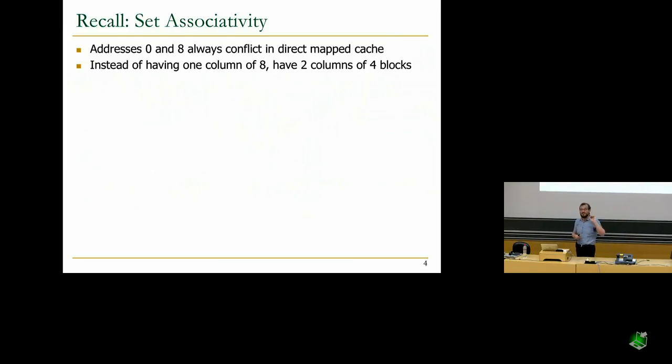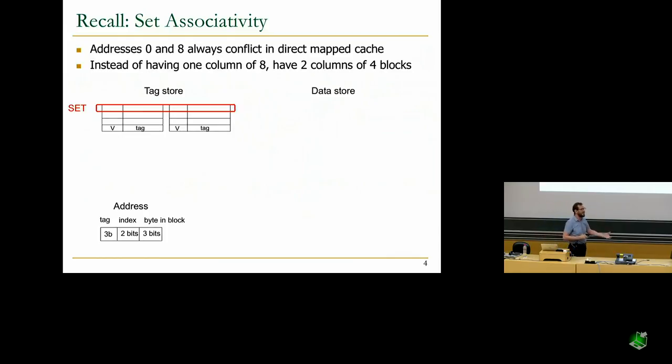Where can a block address in memory map to? If it maps to only one possible location in the cache, one possible physical location in the cache, that means it's a direct map cache. If it maps to two possible locations, like in this cache, it's a two-way set associative cache. And now you have the freedom to place the block into either location.